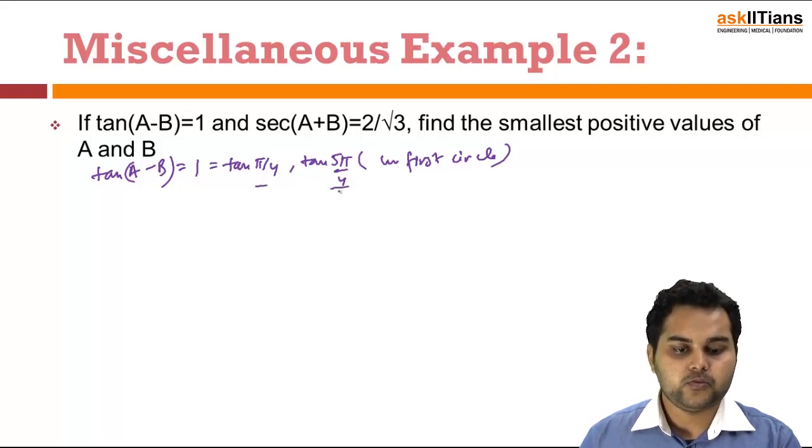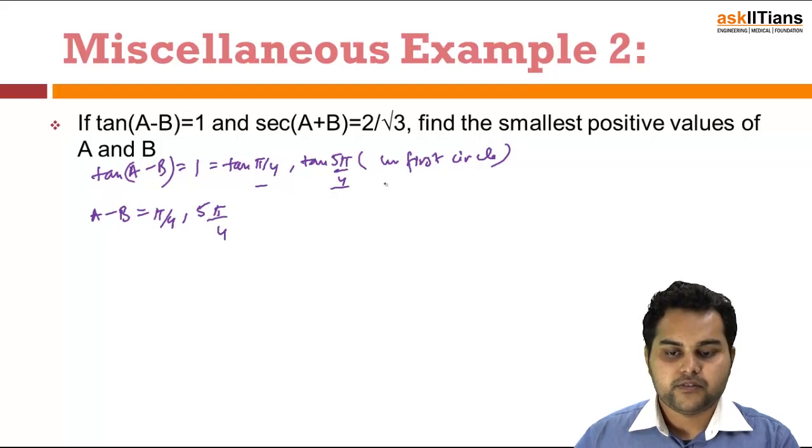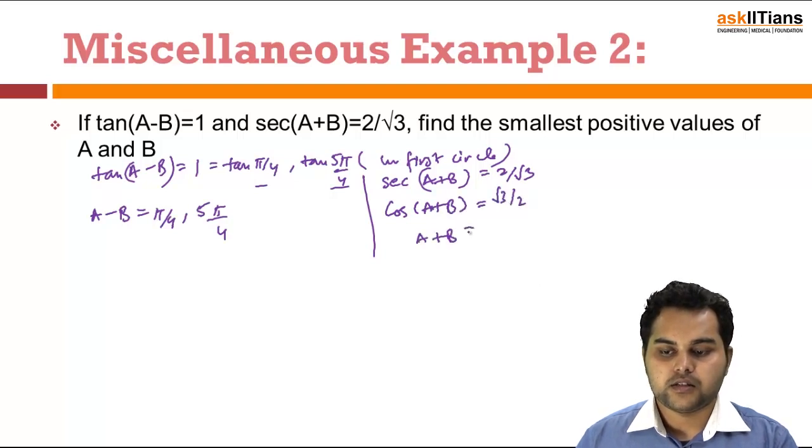So there will be two values of a minus b. So I can write a minus b as pi by 4 or 5 pi by 4. Whereas if I check for sec of a plus b being 2 by root 3, I would get cos of a plus b as root 3 by 2, or a plus b can be written as cos of pi by 6 or minus pi by 6 or 11 pi by 6. Minus pi by 6 would not be lying in the first circle, so I'll be having 11 pi by 6. So a plus b can be pi by 6 or 11 pi by 6.